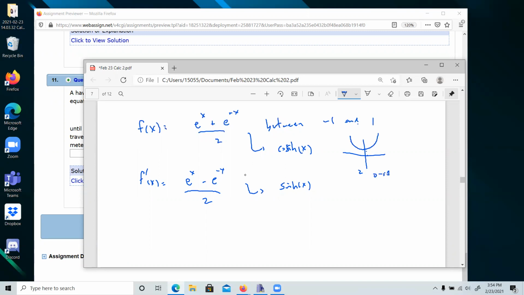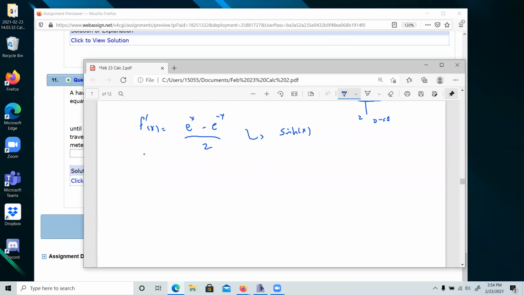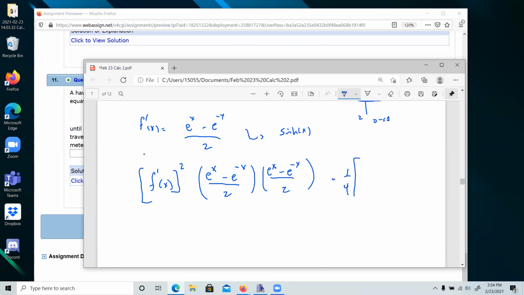All right, that's what we're going to do when we set up the integral. Okay, so here we have f prime of x squared. So we have e to the x minus e to the negative x all over 2, times e to the x minus e to the negative x all over 2. The 2's are going to come out. We're going to call that a quarter.